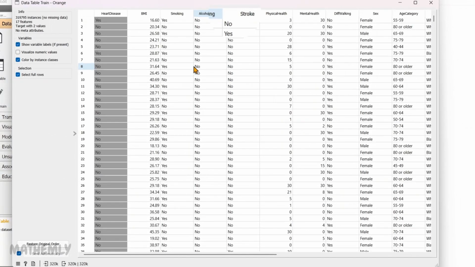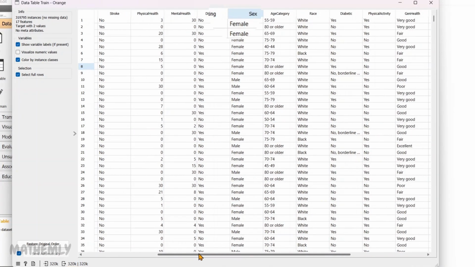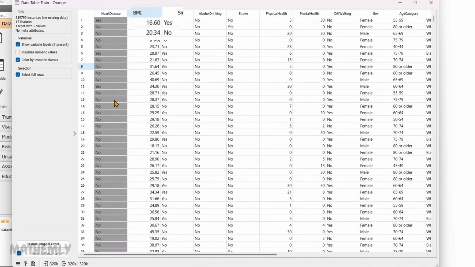Here you can see different health indicators for individuals, each representing various lifestyles and medical factors. The target variable we want to predict is heart disease, which is a binary classification, yes, indicated by 1, or no, indicated by 0. This dataset helps us understand the correlation between these factors and heart disease risk.